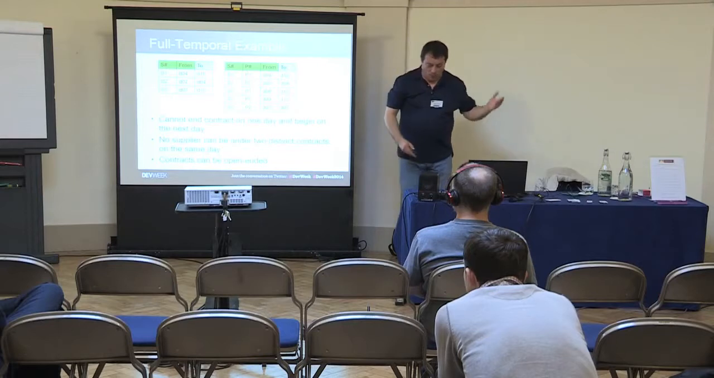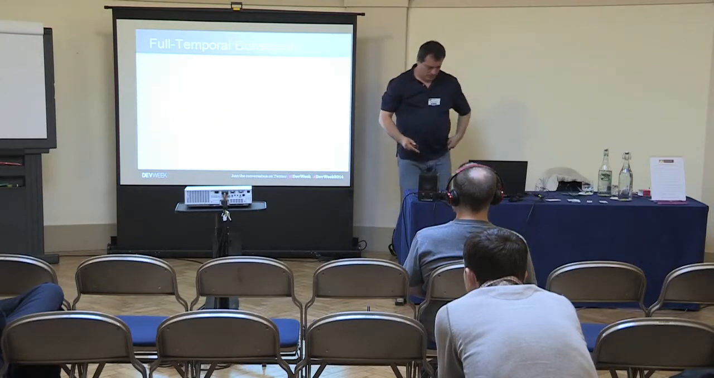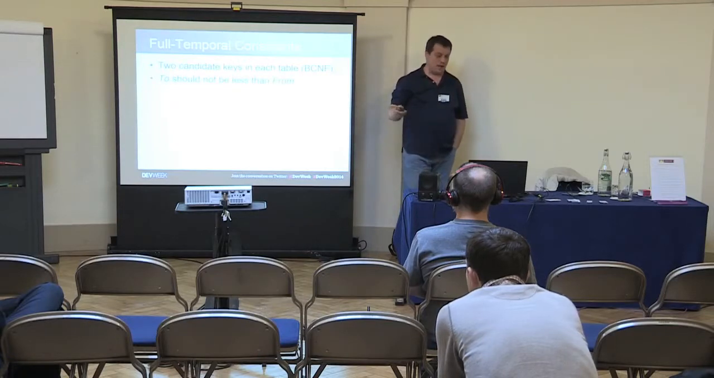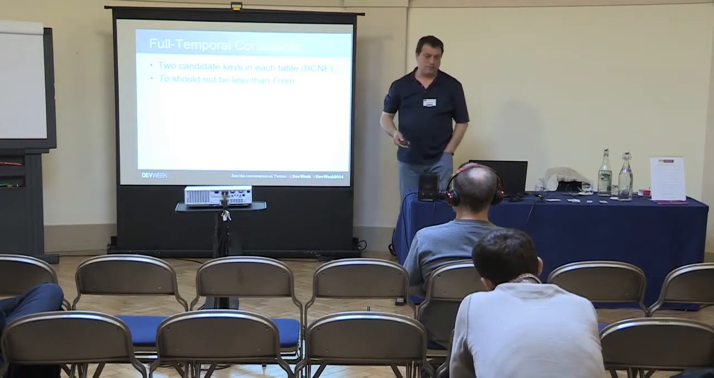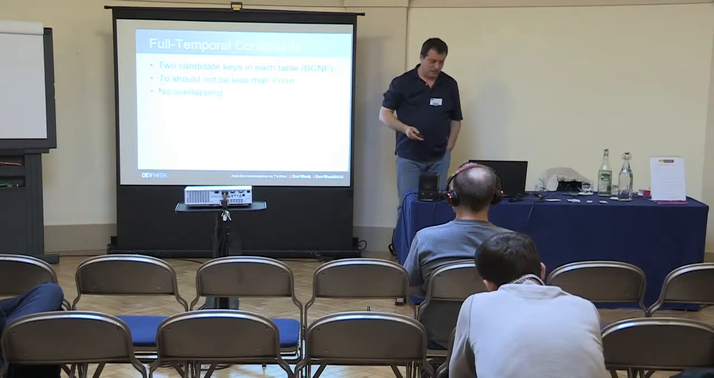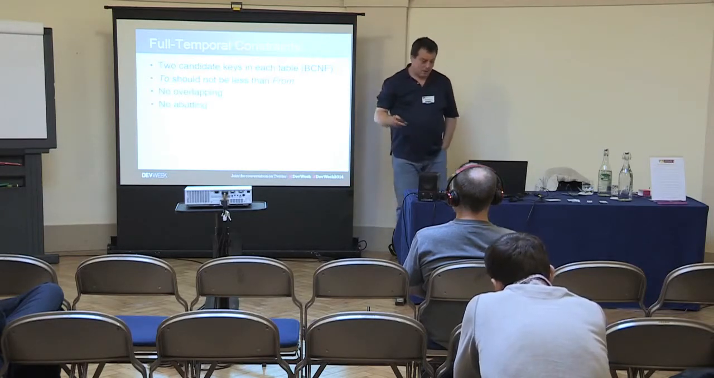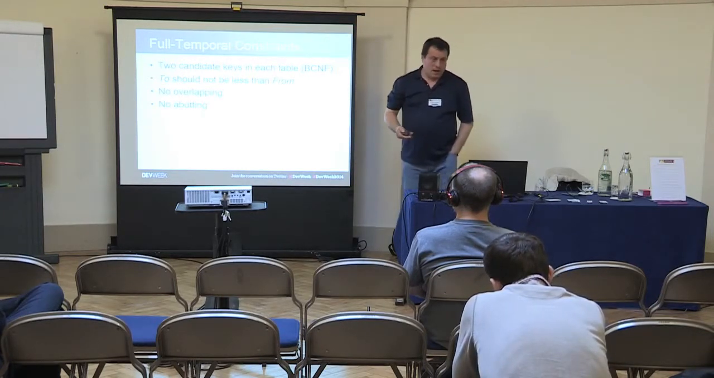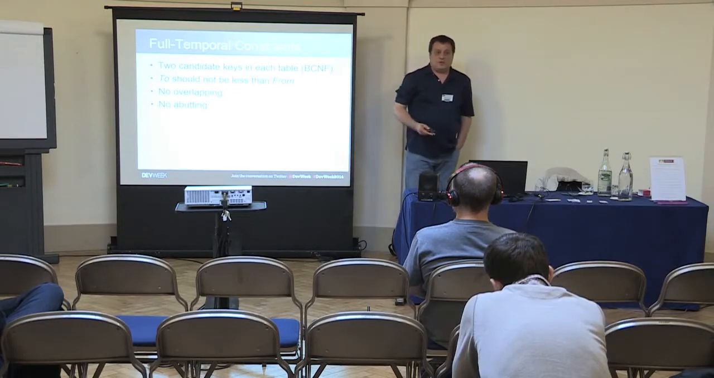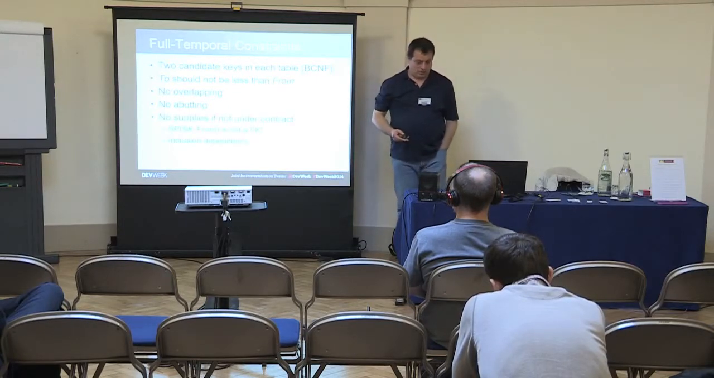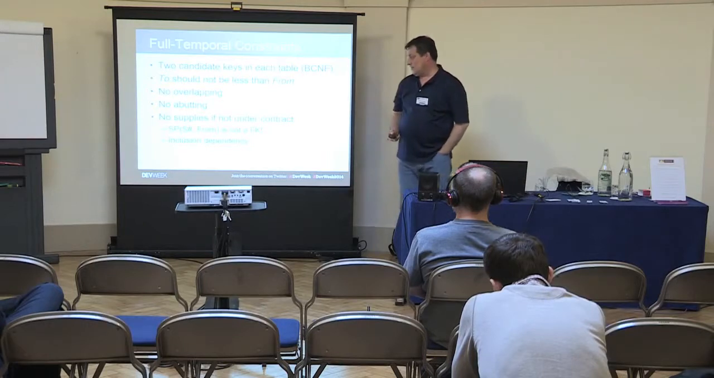Okay, contracts can be open-ended. This is simple. This was the semi-temporal problem. Additionally, to should not be less than from. This is not a big deal. We said no overlapping, no abutting. These are additional constraints you might want to implement or not. And definitely you want to implement this one.